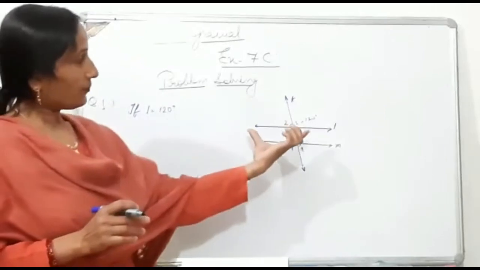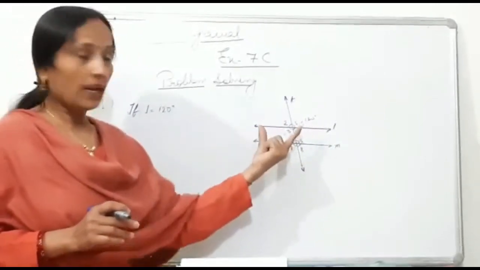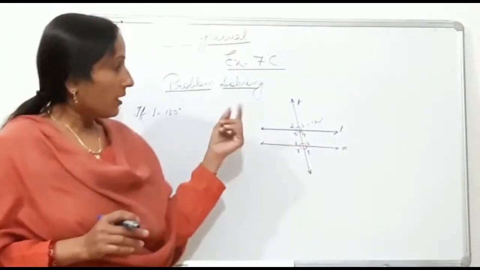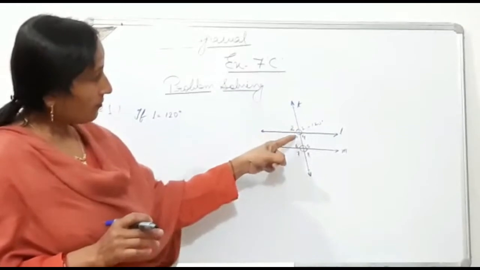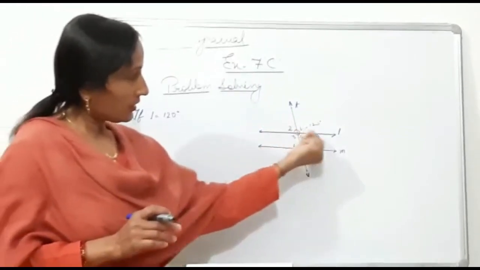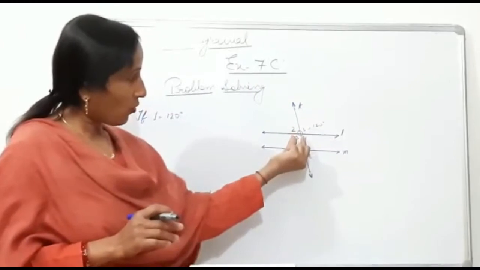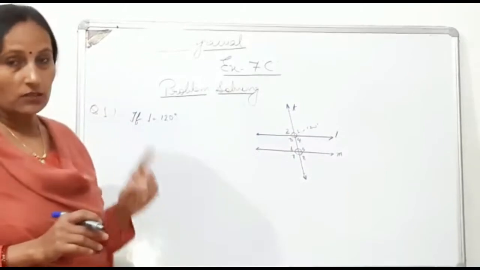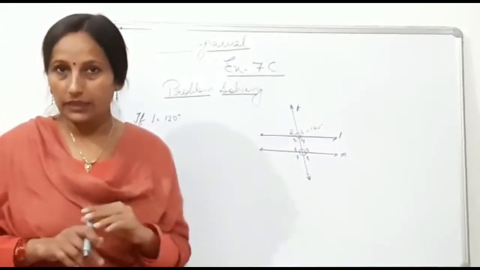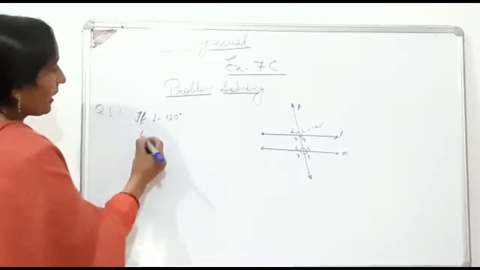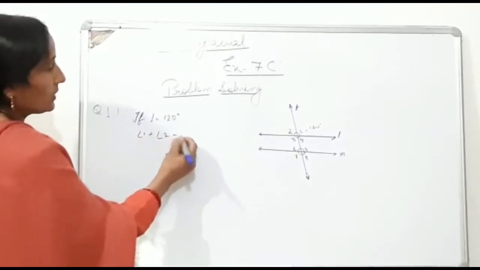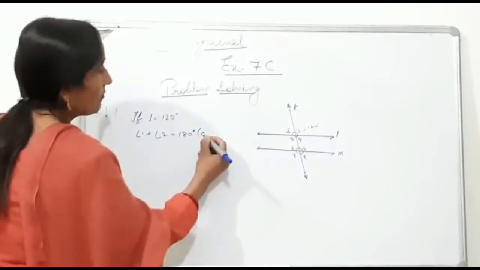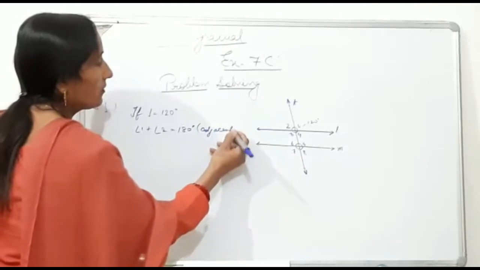You know that these two lines are parallel, L and M are parallel, and T is a transversal line which is cutting these two parallel lines. From figure you can see that this is a third line which is cutting this line L. So it is forming two adjacent angles, that is 1 and 2. Angle 1 and 2 are adjacent angles, so the sum of both angles will be 180 degrees. So from here we will write angle 1 plus angle 2 is equal to 180 degree because both are adjacent angles. Sidewise you will have to write down adjacent angles.